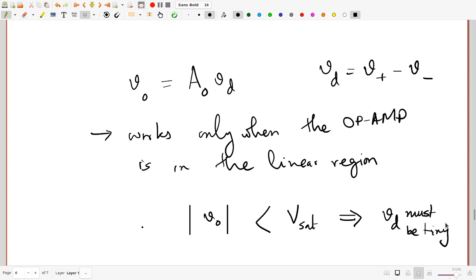So in order to make the op-amp work like an amplifier, that is, work linearly, you will have to actually do something to ensure that VD is very tiny. And that something is something we have already met in a discussion class, that is negative feedback. That is what we are going to discuss next.